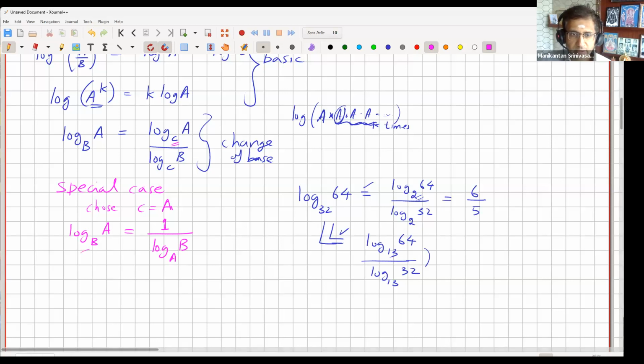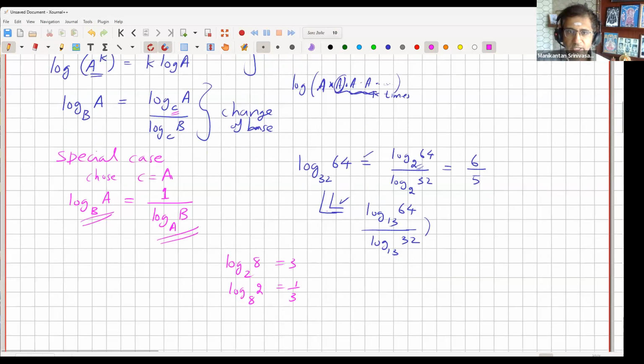So log A to the base B and log B to the base A are reciprocals of each other. Which is why, if you know log 8 to the base 2 is 3, we could see that log 2 to the base 8 is 1 by 3, right? So this is just a special case of change of base where the choice of C happens to be the same as A, in which case it turns out that log A to the base B and log B to the base A are reciprocals of each other. Okay.